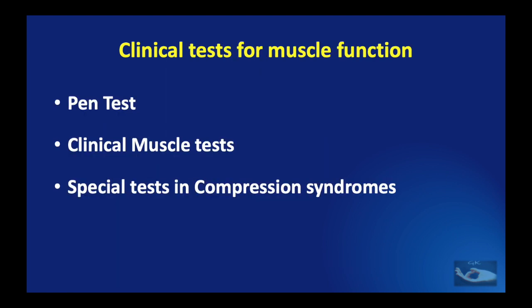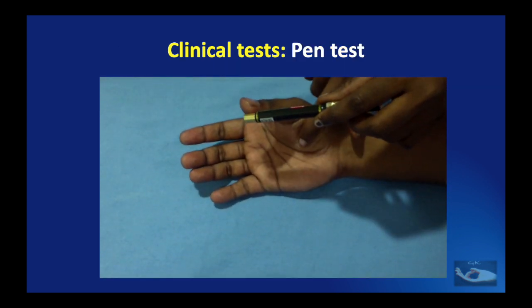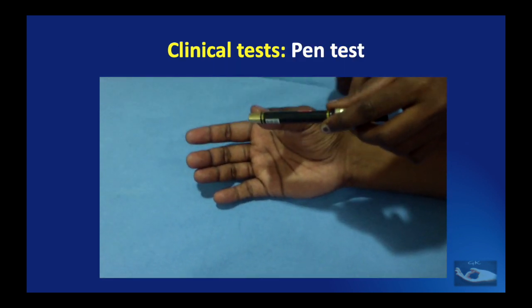Now we shall do the clinical tests for muscle function, starting with the pen test and then the individual muscle tests and special tests in compression syndromes, which will be dealt with separately under the heading of features of compression syndromes. The pen test is done to test the palmar abduction movement of the thumb.